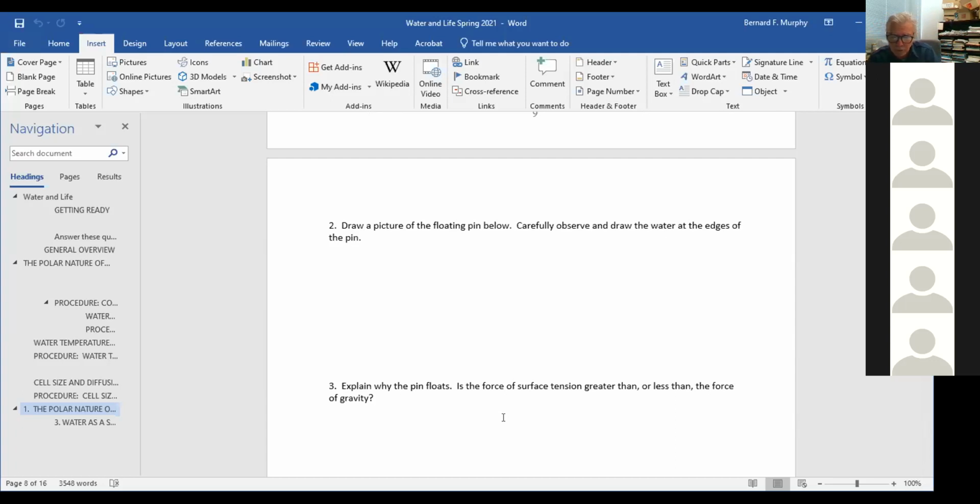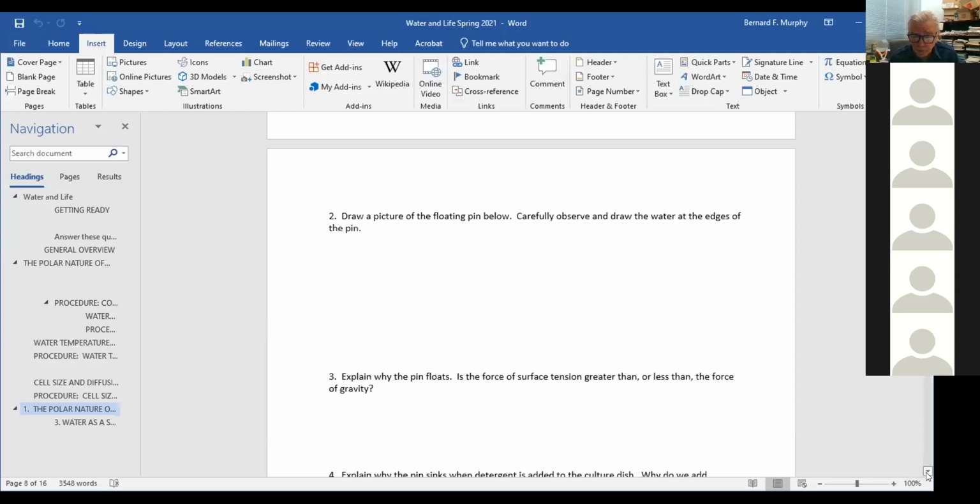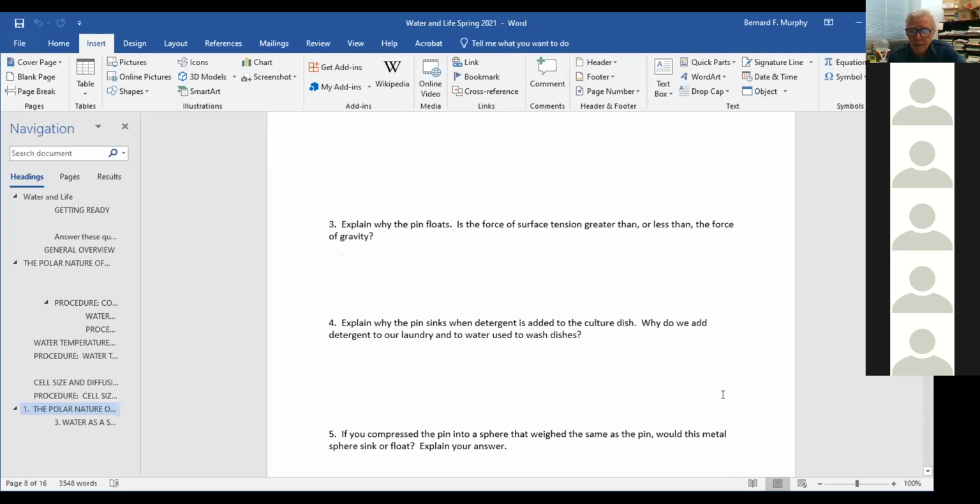Which one's greater when the pin is floating? Force of surface tension or gravity? Surface tension. Yeah, because it's floating. That's correct. So it's being pulled down by gravity, but it's being held up by surface tension. So surface tension must be stronger. Why does the pin sink when the detergent is added? Because it breaks hydrogen bonds. It disrupts hydrogen bonds. And that's what's holding the pin up.